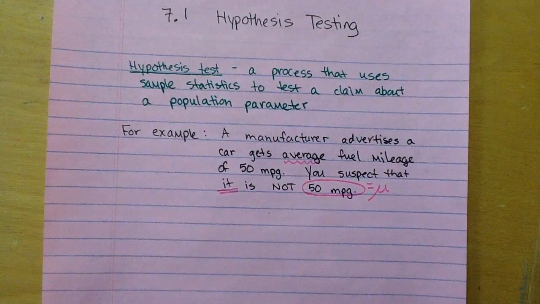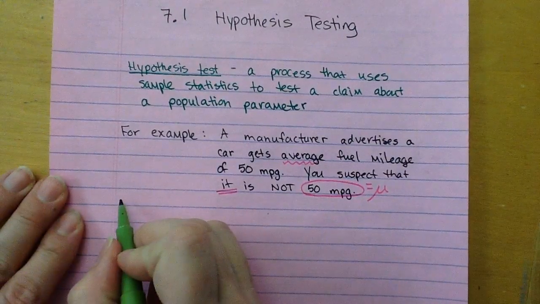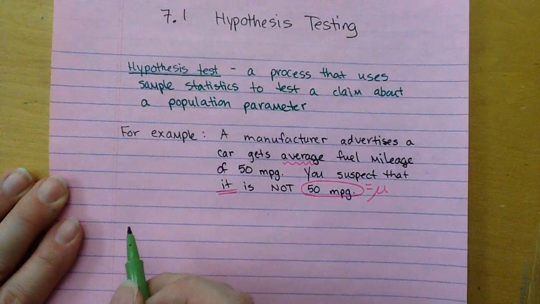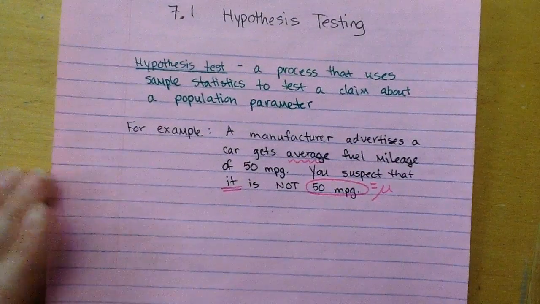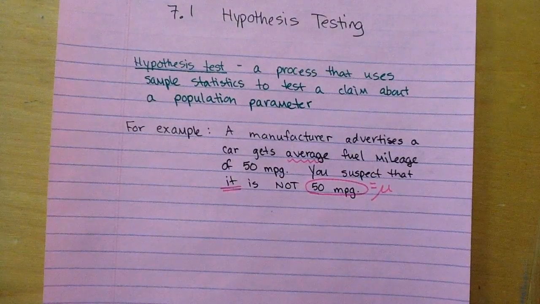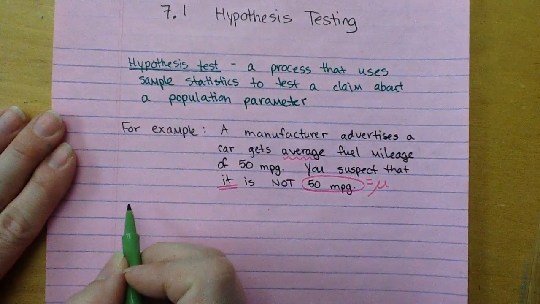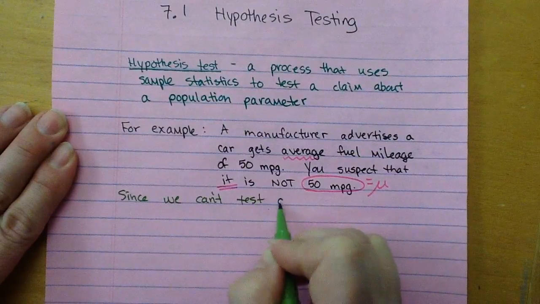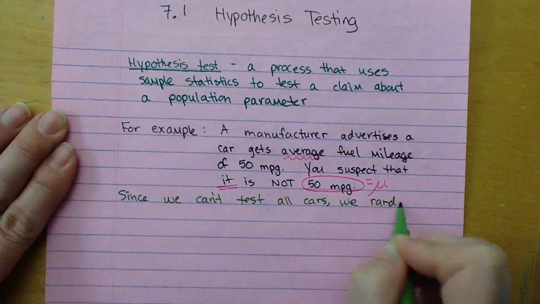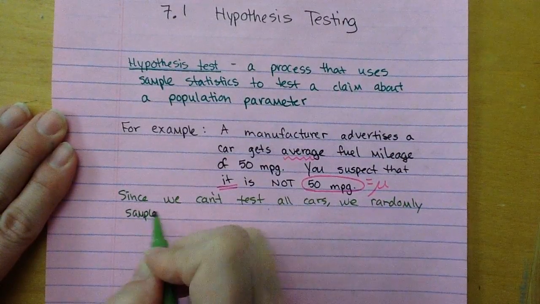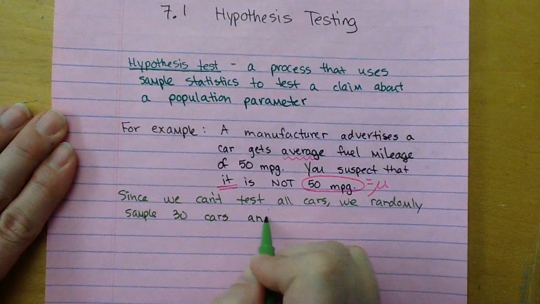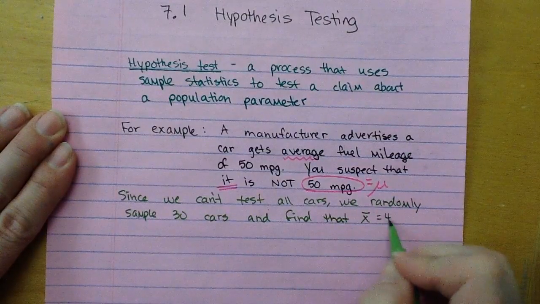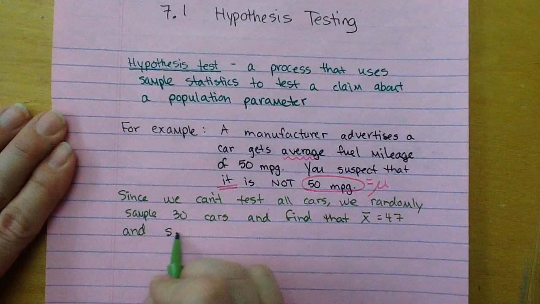We can't really go out and test all of the vehicles. That's not reasonable. So since we suspect that it's not 50 miles per gallon, we're going to randomly sample 30 cars. Now, why did we choose the number 30? Remember that in order to use the standard normal distribution, our sample size has to be greater than or equal to 30, or the population has to be normally distributed, which we're not told, so we're just going to pick a sample of 30. So since we can't test all cars, we randomly sample 30 cars, and we find that the sample mean, x bar, is 47, and the sample standard deviation, which is S, is 5.5.